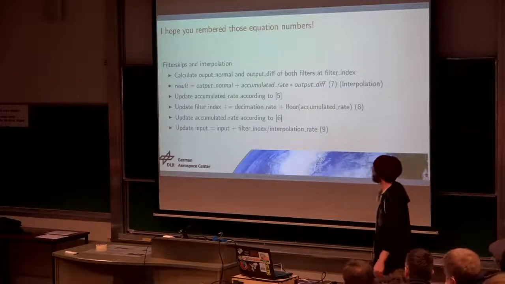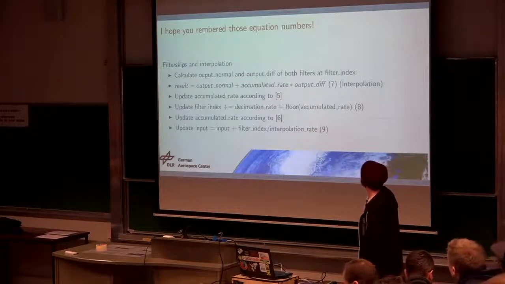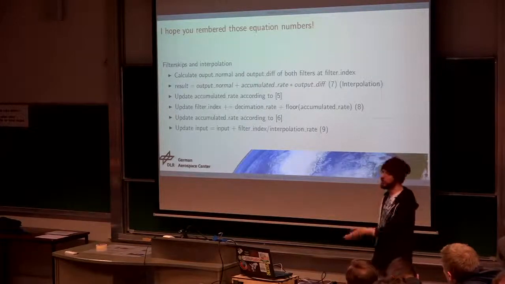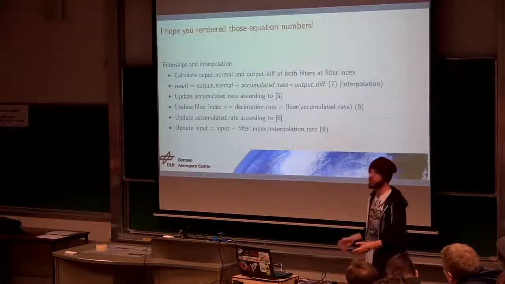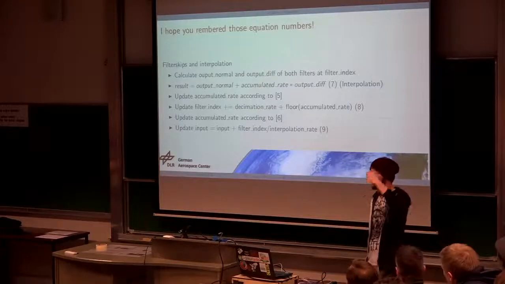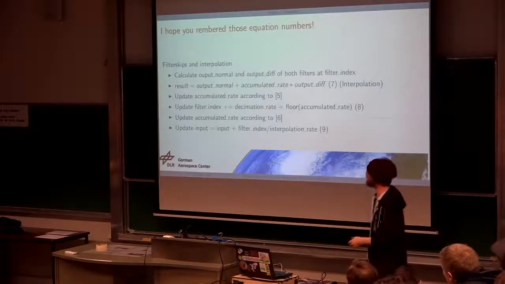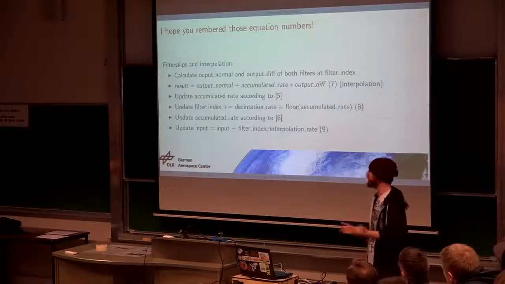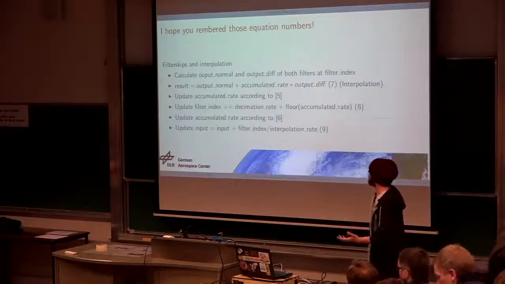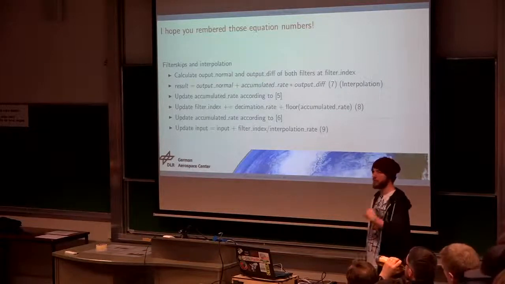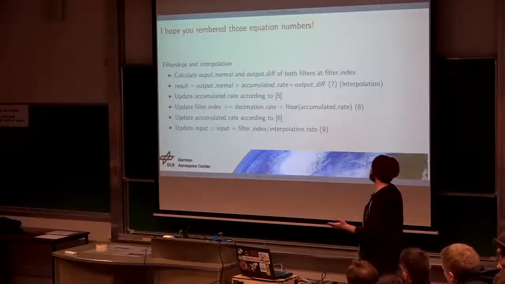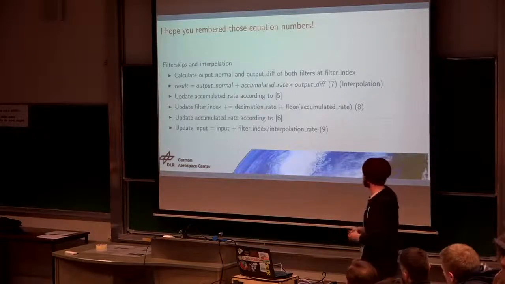So, how you do the filter skips. You calculate the output of your filter at some index. Usually you start at filter 0, or you can also start in the half of the filter bank, which changes the phase a bit, but usually you can get away with 0. Then you do the interpolation: you take the output of the normal filter and add the output of the differential filter multiplied by the accumulated rate.